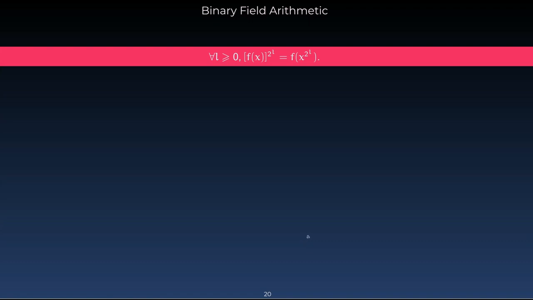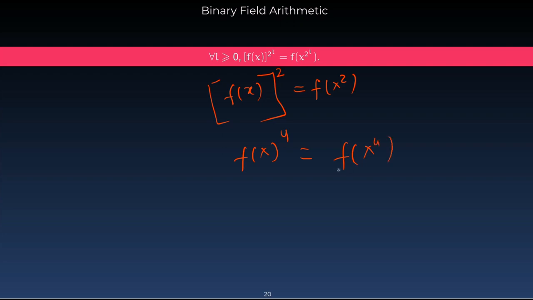Next, we have a very important theorem: for l greater than or equal to 0, f(x) to the power 2^l, meaning if we have f(x), which is a polynomial over the binary field, then f(x) to the power 2 is actually equal to f(x square). Similarly, f(x) to the power 4 is equal to f(x to the power 4), and f(x) to the power 8 is equal to f(x to the power 8). Okay, and if we use this, it becomes very easy to do the manipulation over the binary field.